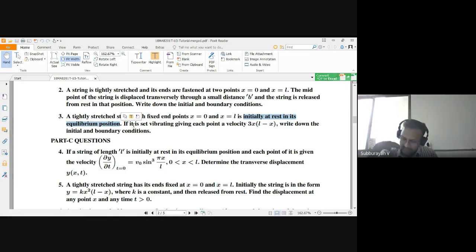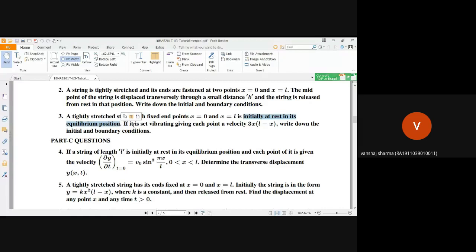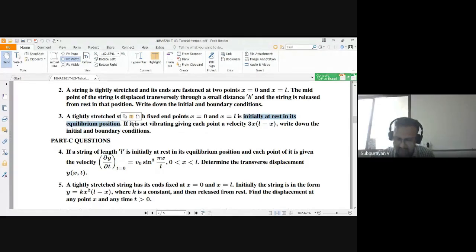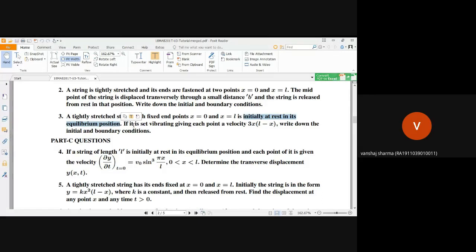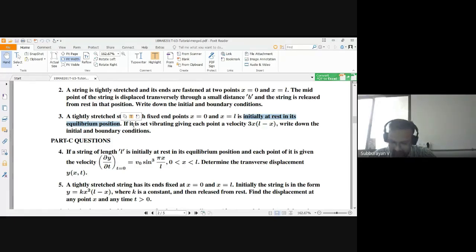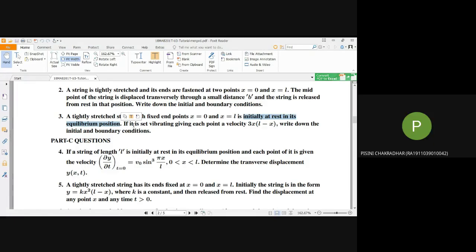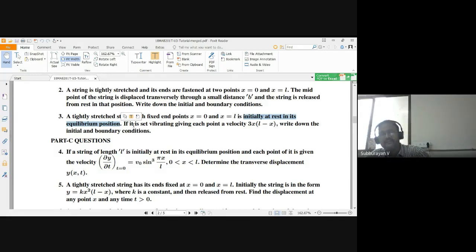Okay, yeah. Now tell me, what is the third condition? Third condition is dy, y of 0 comma t is 0. Very good. Third condition is over. Then fourth condition, the velocity condition: yt of x comma 0 equal to 3x into L minus x. Very good, 3x into L minus x. That's all. That question is completed.